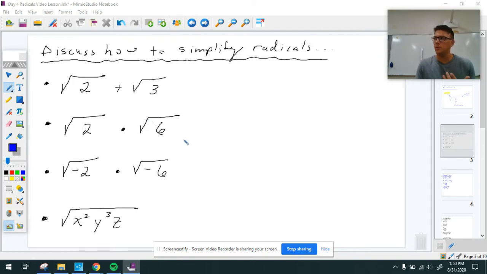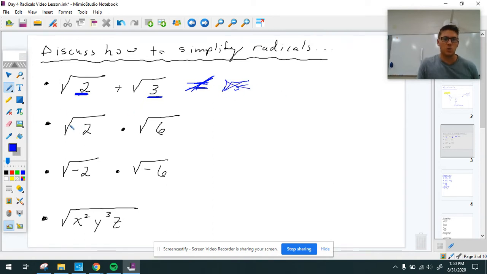This could be done with variables, but it could also be done with numbers. It doesn't really make a difference. It could be using the same properties either way. But if you had the square root of 2 plus the square root of 3, we can't add those together. They're not referred to as like terms. You need to have the same radicand, the same inside, in order to add them. So this is not equivalent to the square root of 5. That's not a true statement.